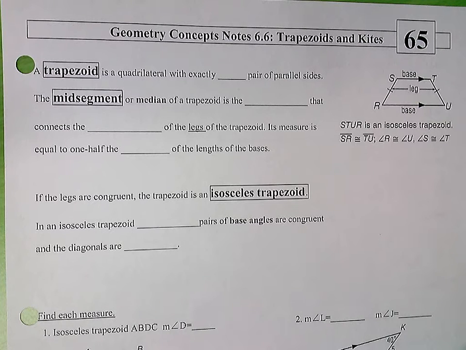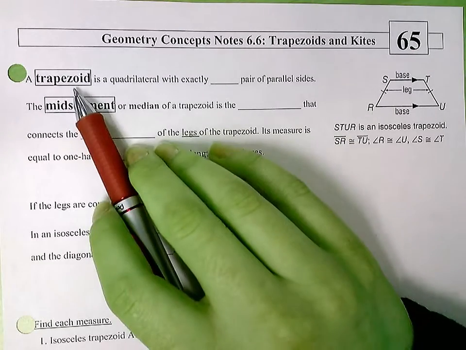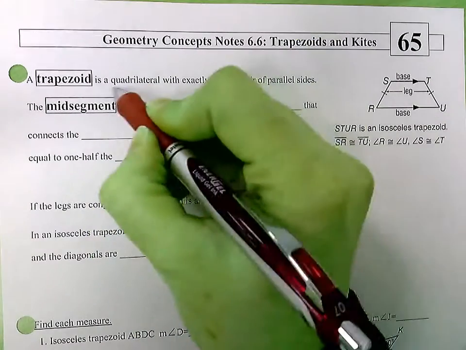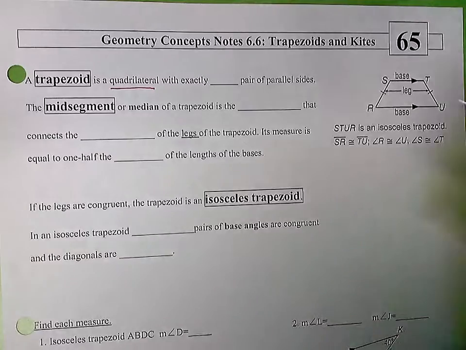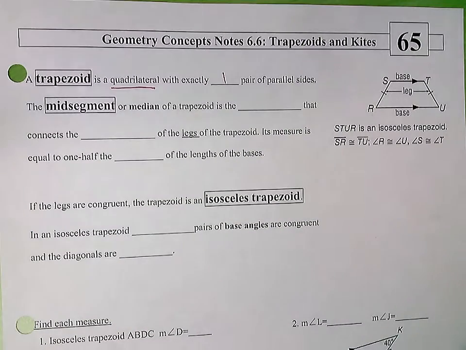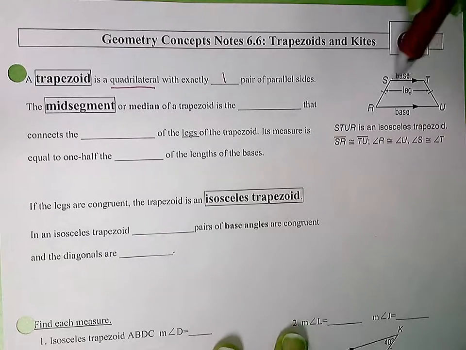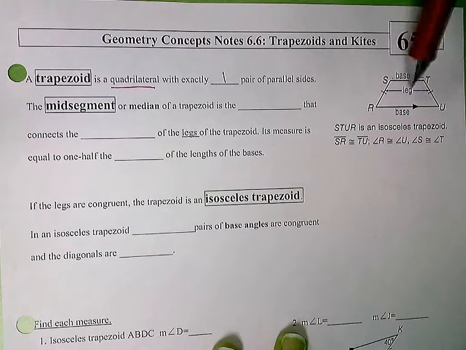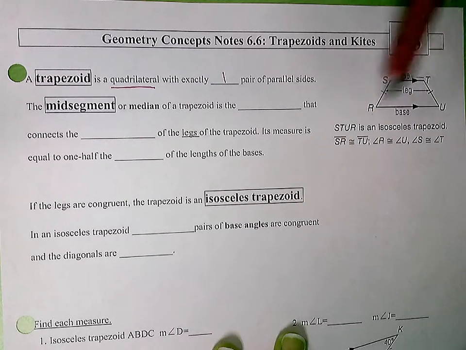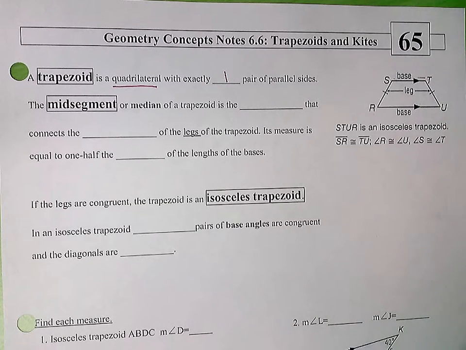All right, so a trapezoid is a quadrilateral with exactly one pair of parallel sides. So it's not a parallelogram. A parallelogram has 2 pairs of parallel sides. A trapezoid has 1 pair of parallel sides. So that would be ST and RU. Okay? Those are the only sides that are parallel.